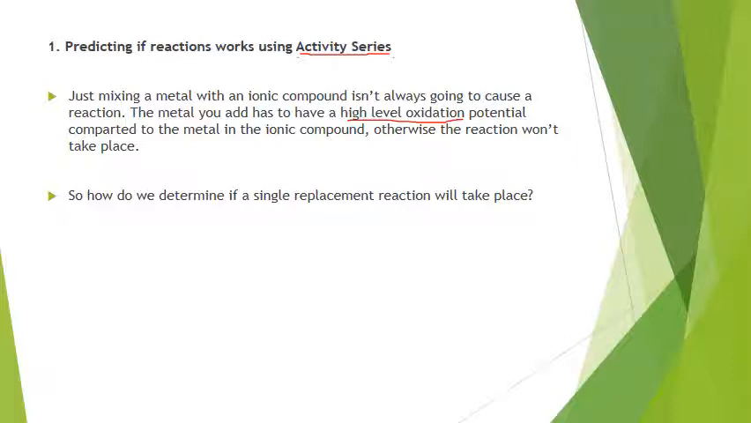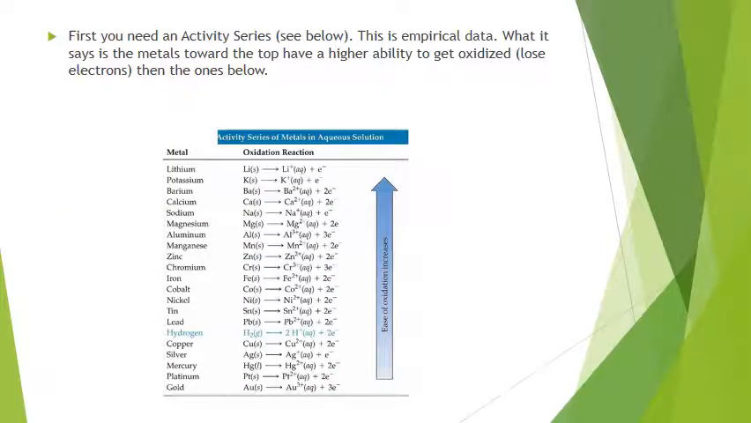So how are we going to determine this? This is where we're going to use the activity series. This one I have below is from empirical data, but it's actually pretty close to theoretical data too. We could talk about that when we get into atomic structure. What it says is the atoms at the top have a higher ability to be oxidized. These guys up here oxidize, or lose electrons, really easily.